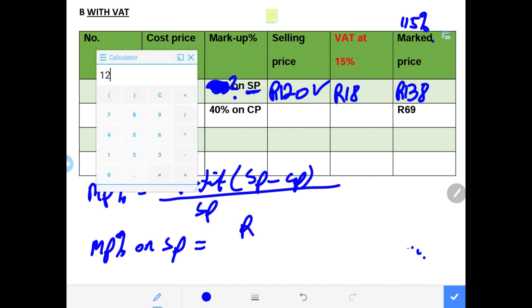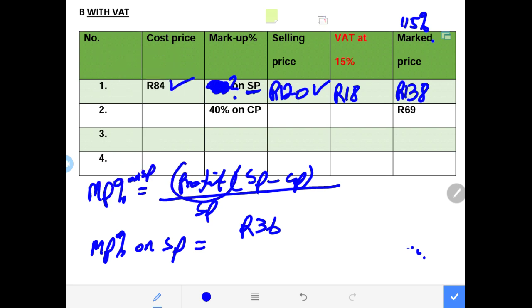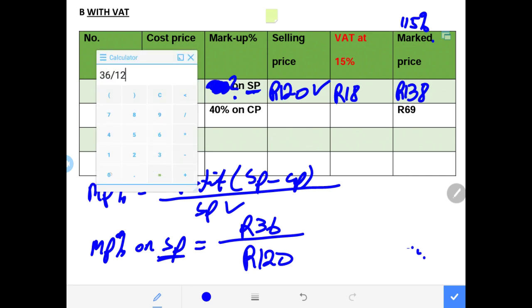Profit is 120 minus 84 Rand. That gives us 36 Rand. So we are calculating our profit, remember, which is selling price minus cost price. That gives us 36 Rand. What do we divide with? We divide by 120, which is the selling price, because the markup percentage is on selling price. So 36 divided by 120 times 100 gives us 30%. Times 100, don't forget that one, is equal to 30%.